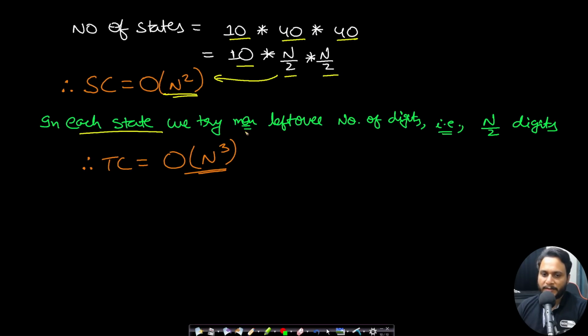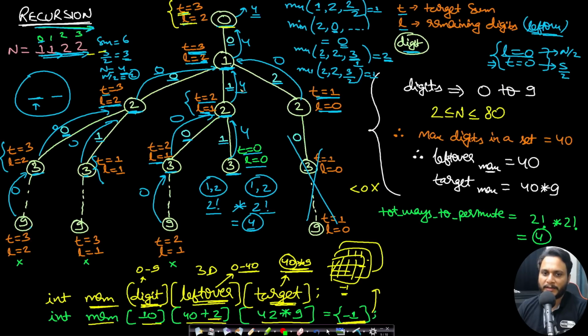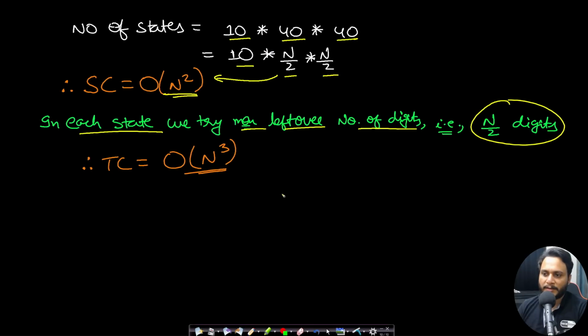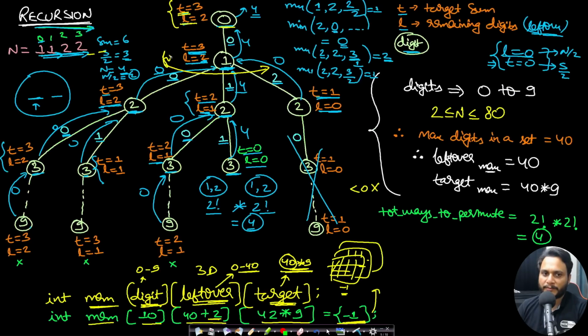And in each state, we try the maximum leftover number of digits. That means n by 2 digits. So this is saying about the branching here. The branching can go to a maximum of n by 2. And that is the reason that since the branching can go to a maximum of n by 2, we have to run a for loop here.